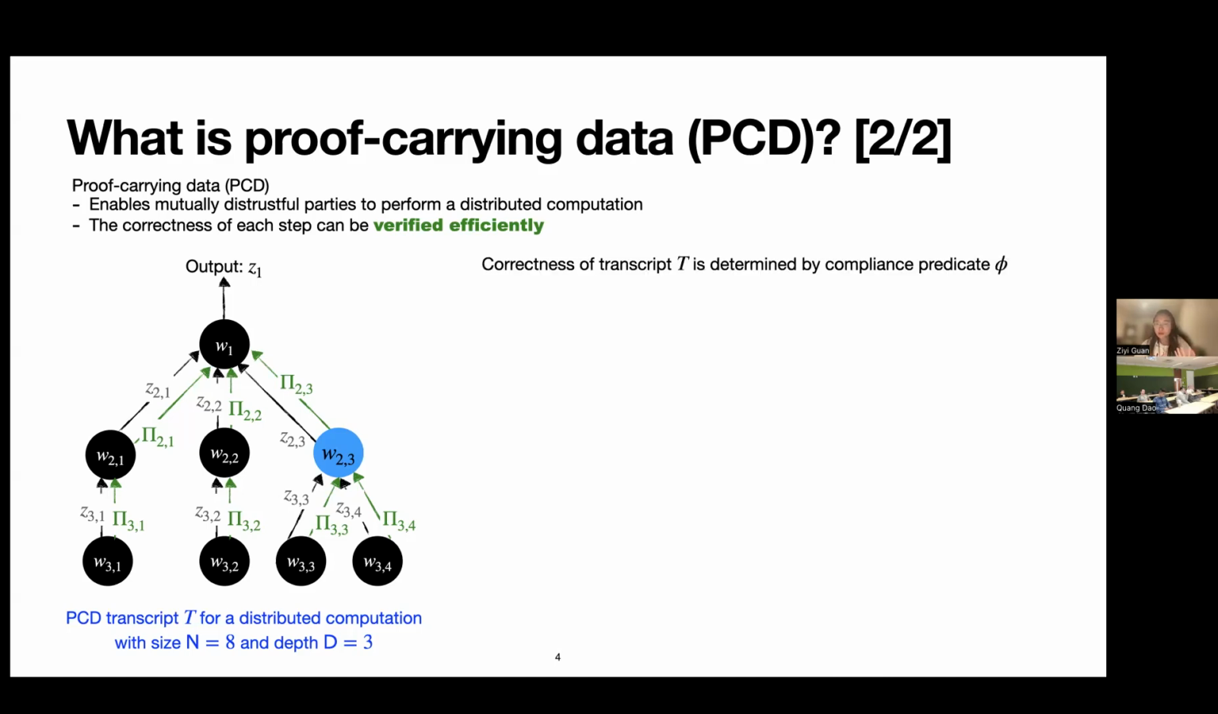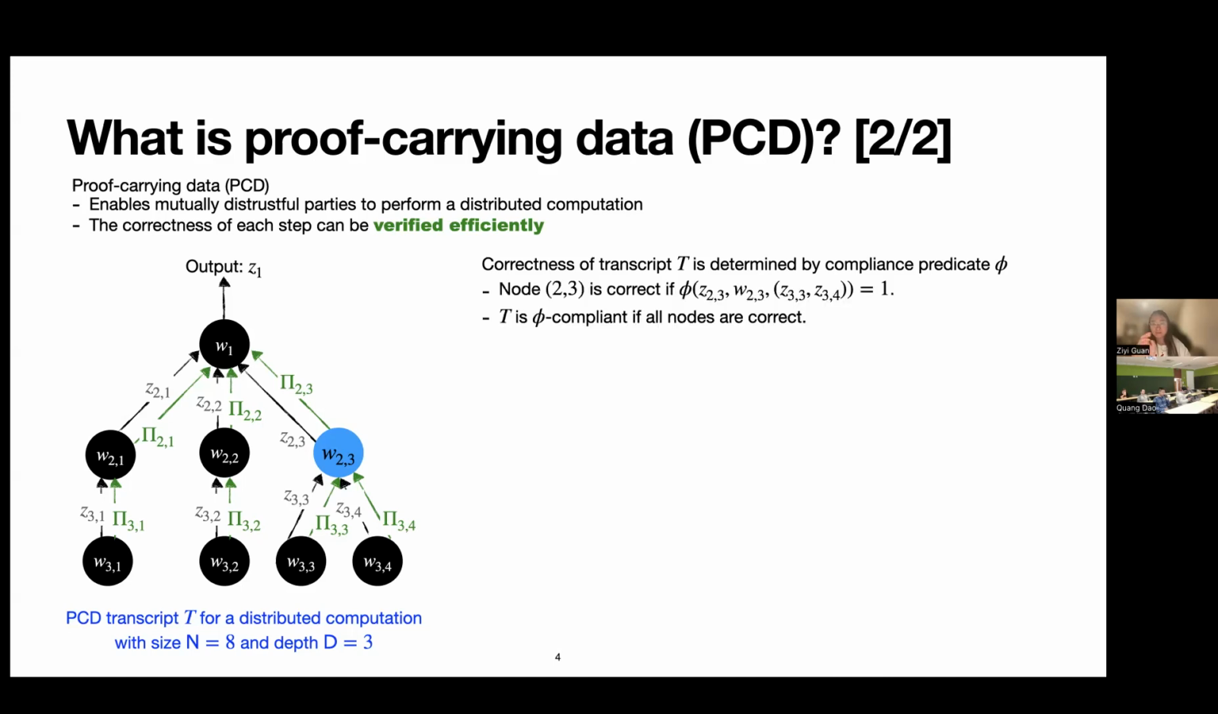And similar to before, we are able to abstractly determine the correctness of a transcript. Here we use what we call a compliance predicate phi. Simply put, this compliance predicate phi is just trying to determine whether the computation is correct. And in our previous example, in the summing context, the compliance predicate is just the sum of all the numbers you get.